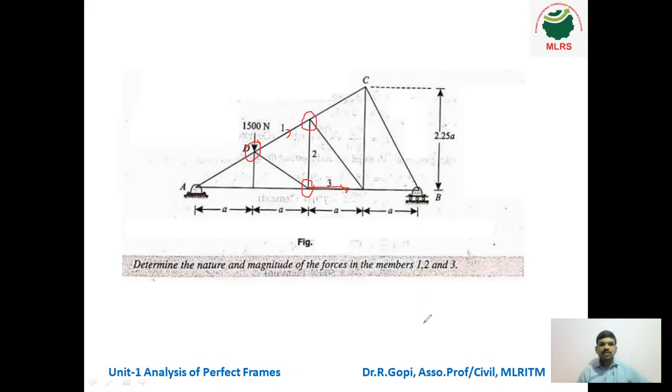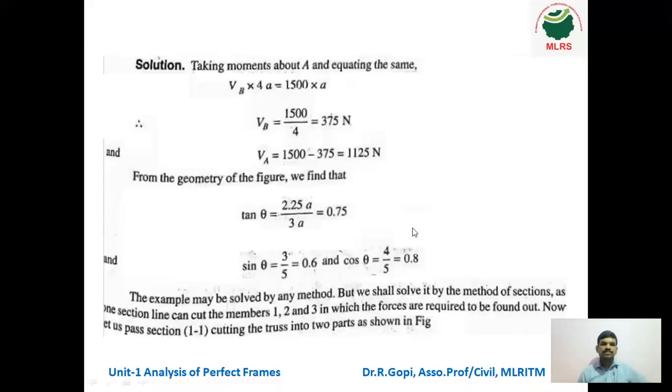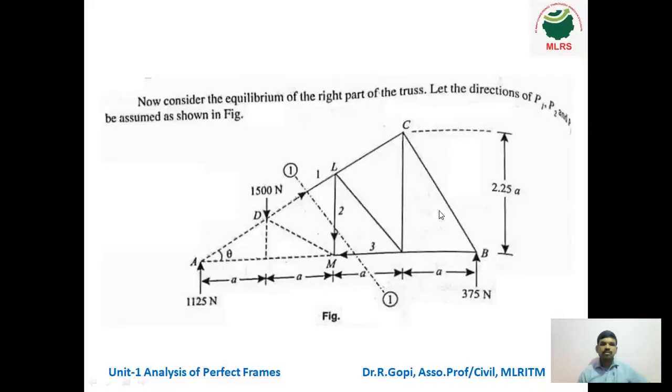Okay, simple. Once you understand the concept, first you have to draw a section line like this. It should cut these 3 members. So don't cut more than 3 members. If you cut more than 3 members, we can't solve. So the procedure is given in this problem. You can see here, this is the free body diagram.